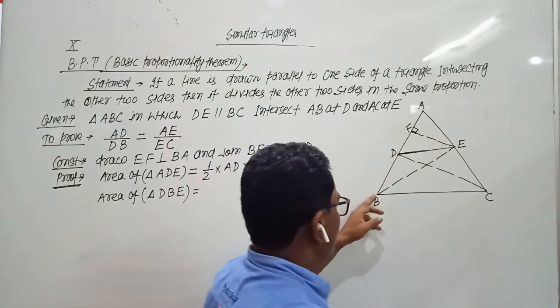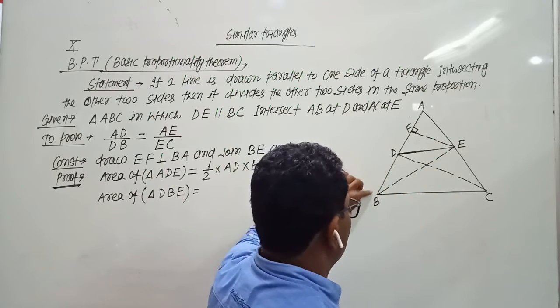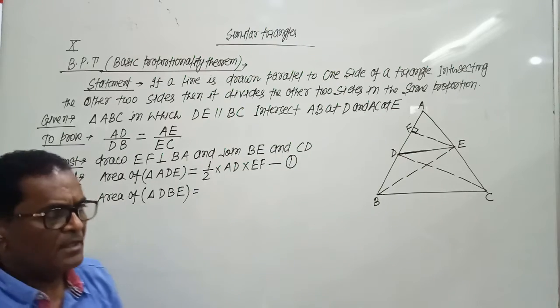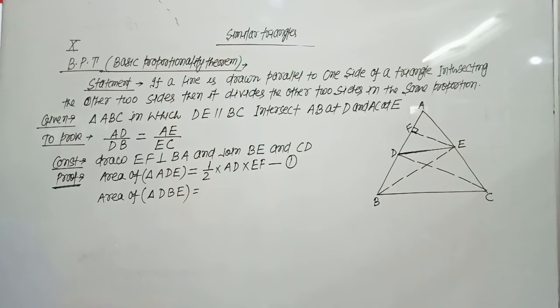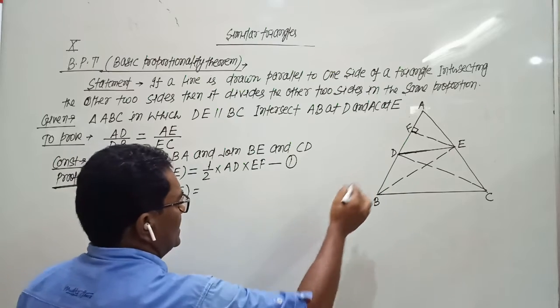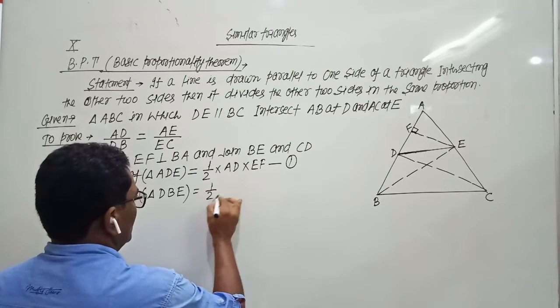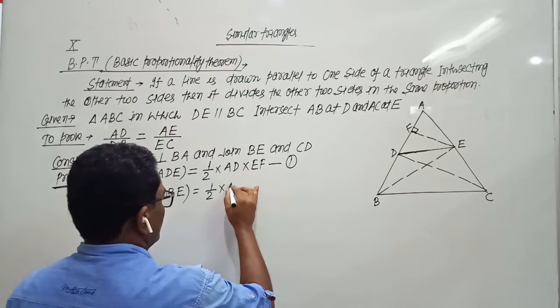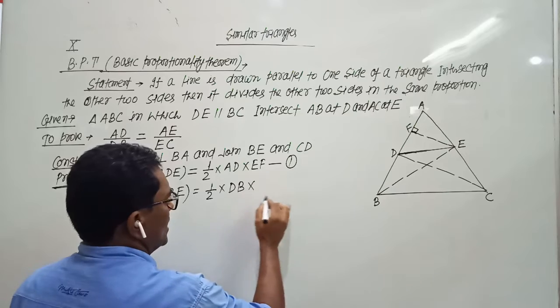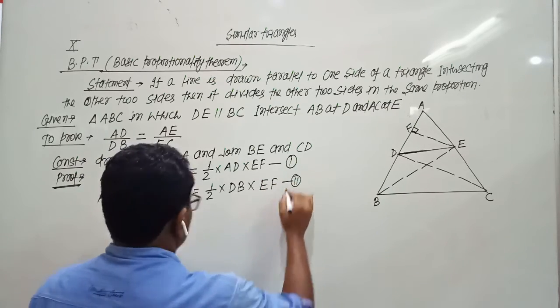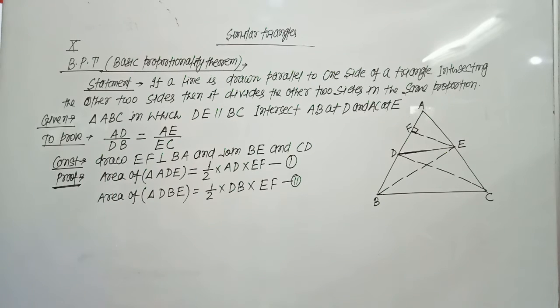So for area of triangle DBE, the base would be taken DB and the altitude would be taken EF, because DBE is the obtuse triangle. So area of triangle DBE equals half into base, base is DB, into altitude, which is EF. This is the second equation.